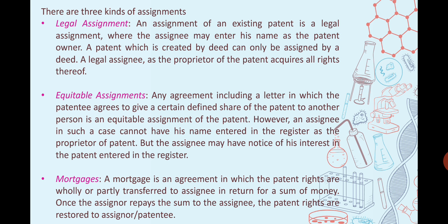So in case of assignment, you can either assign your entire rights with respect to the entire invention, wherein the entire ownership of the patent is transferred to the assignee, or you can partially assign a certain portion or certain interest in the invention to the assignee, or you can mortgage it as security for the loan which you have taken from the other party. This is with respect to assignments.